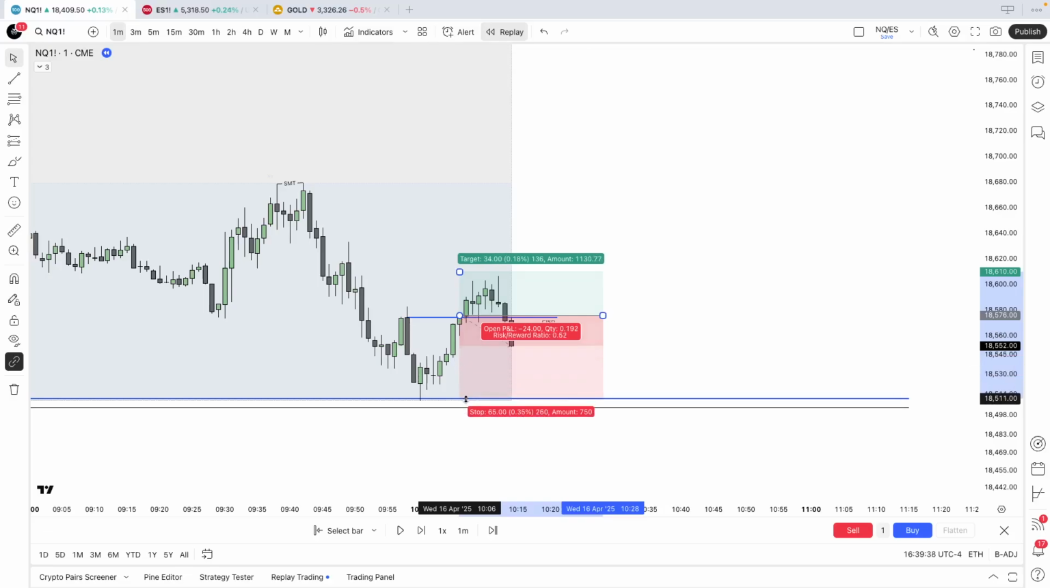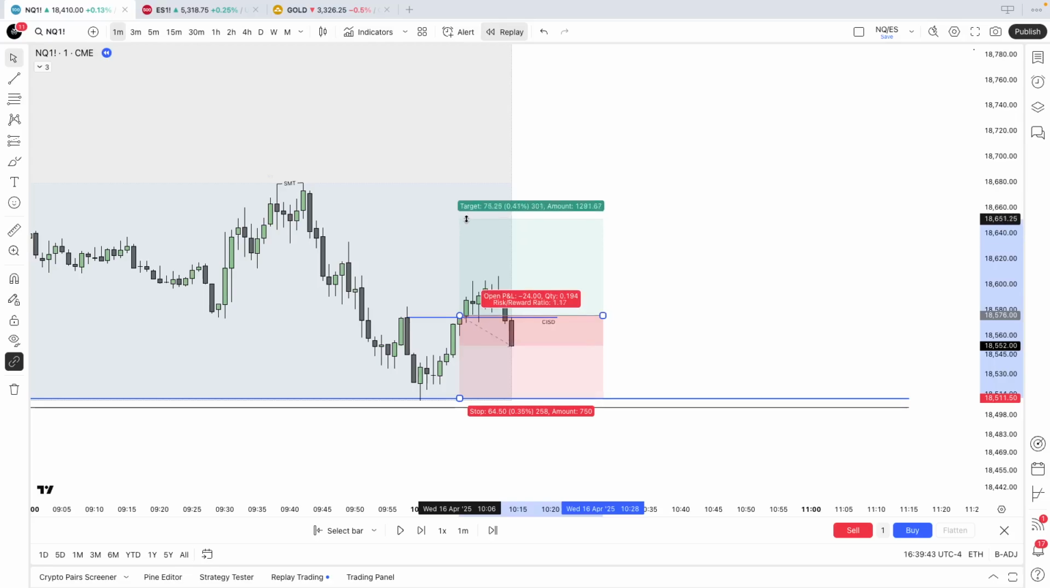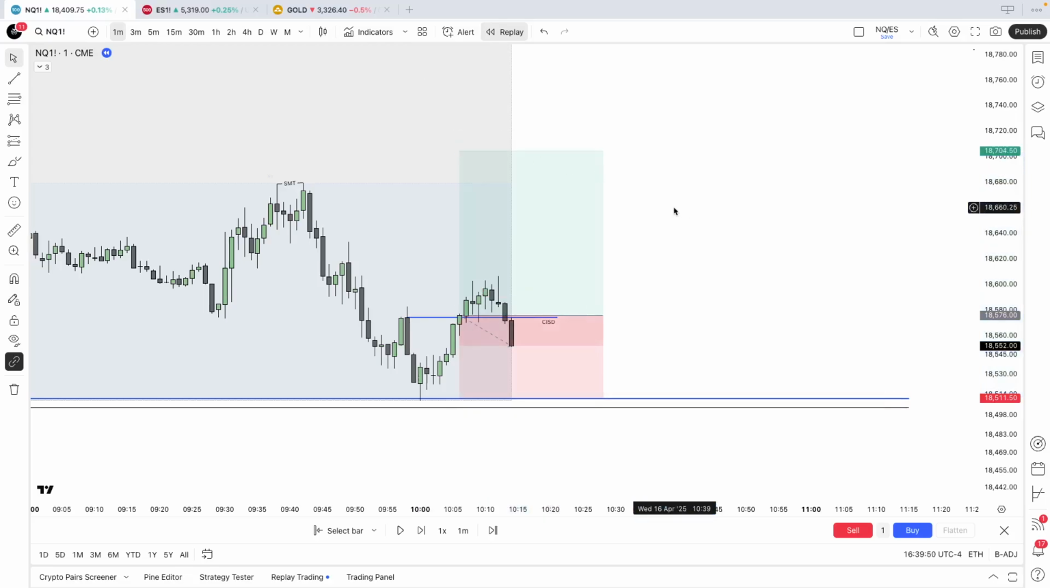Well, I actually had my stop just below those London lows, with myself targeting a 2-to-1 risk to reward ratio. So we're going to drag this up to about a 2-to-1 risk to reward. So once again, what do we see happen?